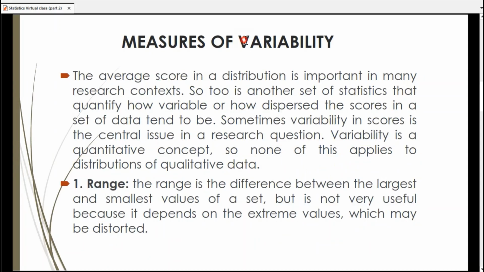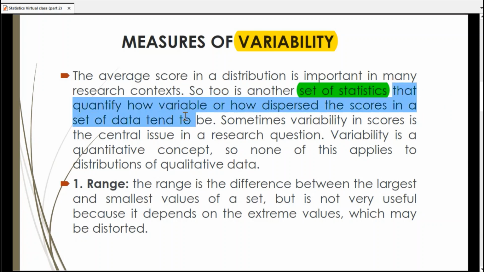And we have the measures of variability. Now, we are going to learn this from a perspective of, because they're really important too. Look, the average score in a distribution is important in many research contexts. So too is another set of statistics that quantify how variable or how dispersed the scores in a data set tend to be. This is the definition of measures of variability: how dispersed, how far away something is from the mean.